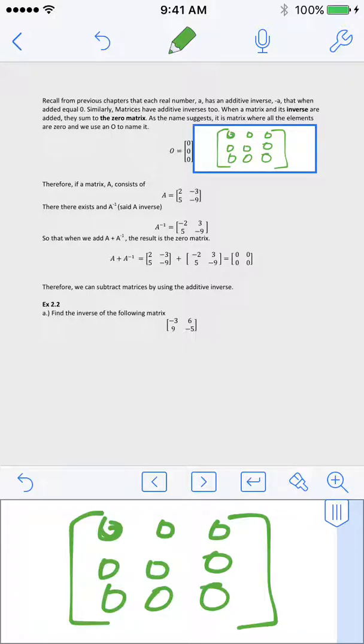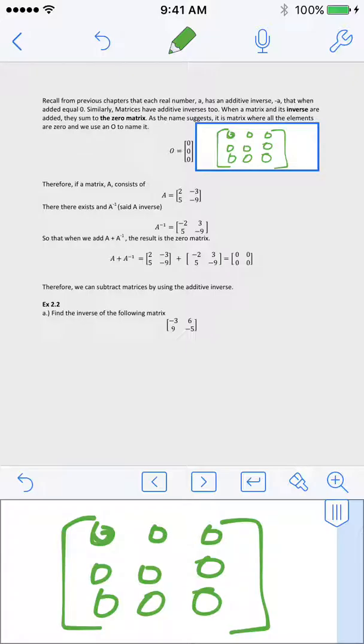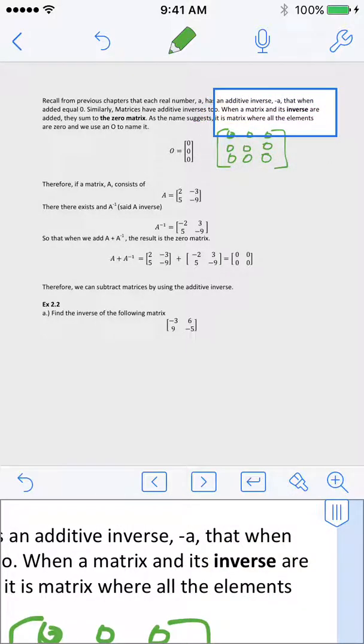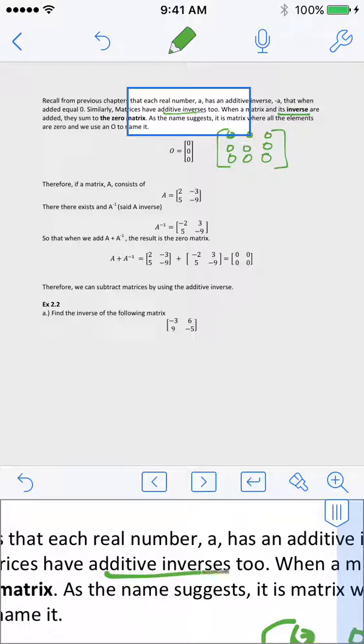When you add two matrices together and you get the zero matrix, we call those two matrices the additive inverses of each other. So they're inverses. We have to be careful because we're talking about the additive inverses. The additive inverses will give you the zero matrix.